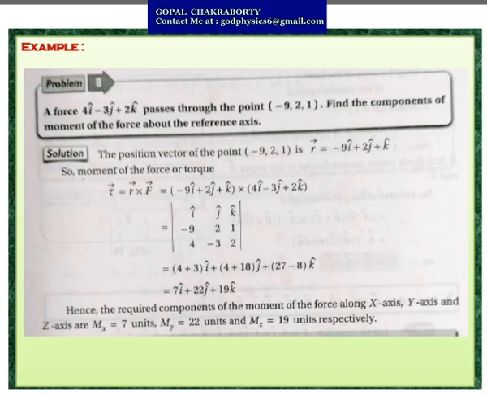The cross product will give you 7i cap plus 22j cap plus 19k cap after taking the determinant. So this is our torque vector. The i cap has a component 7 along the x axis, 22 j cap, so that means 22 is the component along the y axis, and 19 is the component along the z axis. So these are the required answers.